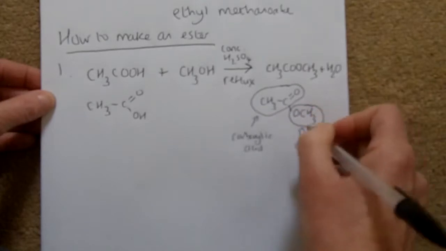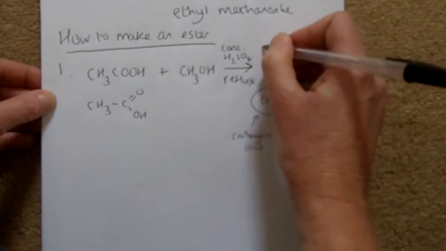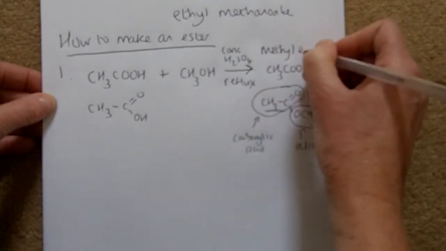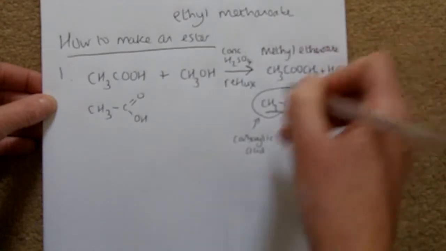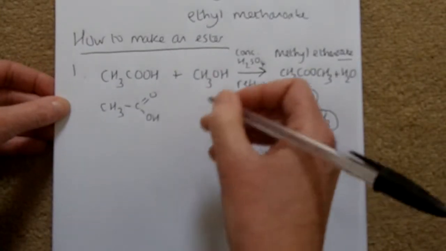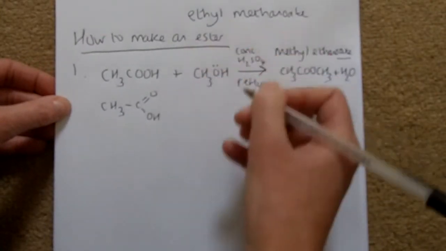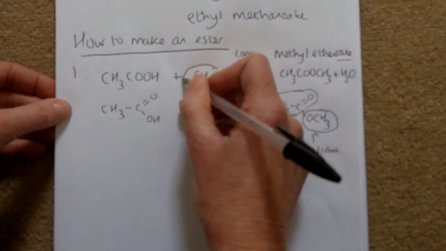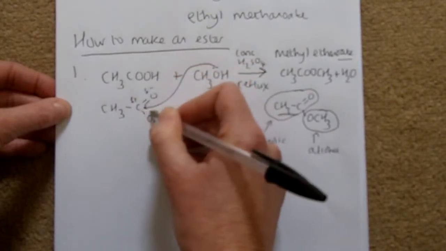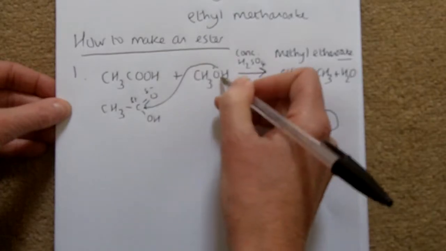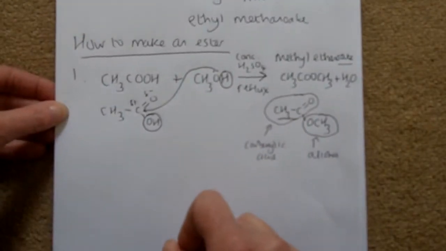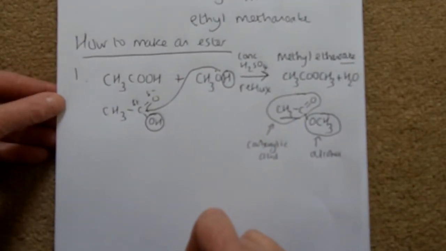This ester will be called methyl ethanoate. Methyl, because it's 1 carbon, and 2 carbons, ethanoate, oate for the ester. Okay, what is actually happening here, to help you remember this? We have the lone pair from the oxygen coming in and attacking the carbon here. So it's the oxygen here, and this is what is going to form water. That's one way to make an ester.